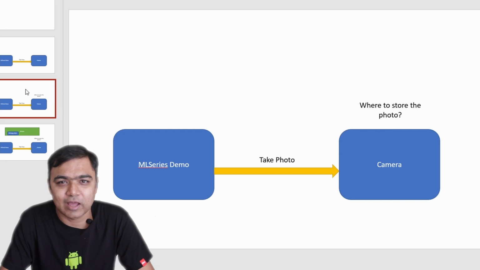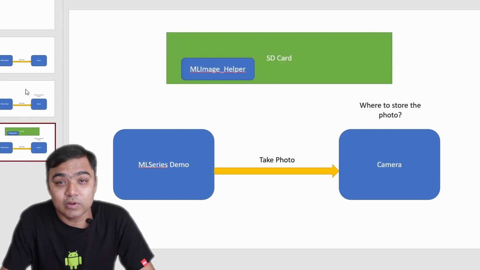So now the capture intent, or when we tell the camera that we want to capture an image and give us back the image, the camera will expect a file from us where the camera can write the photo or the image data. So we will create a folder in the external storage or the SD card, and then we will create a file, and then we will give it to the camera and tell it, okay, this is the file, use this to store the image that you are going to capture. So let's begin.